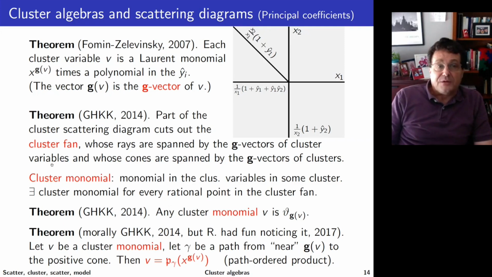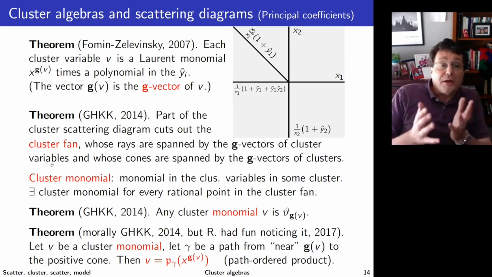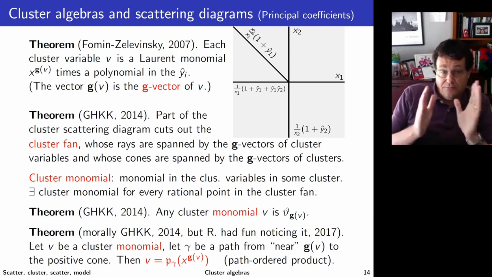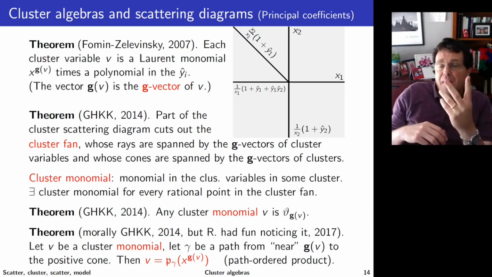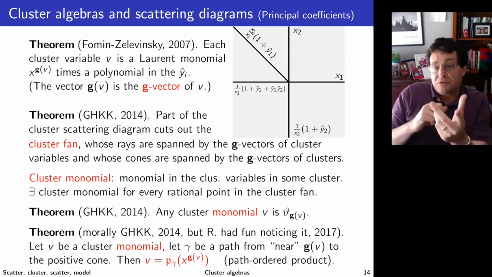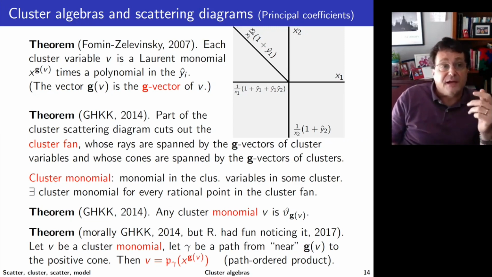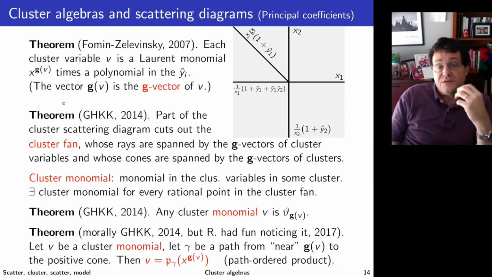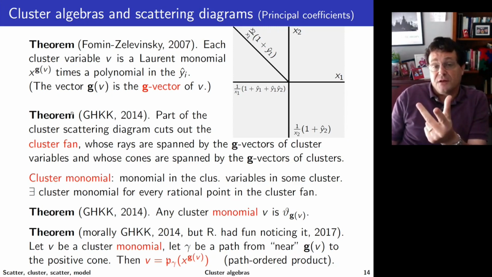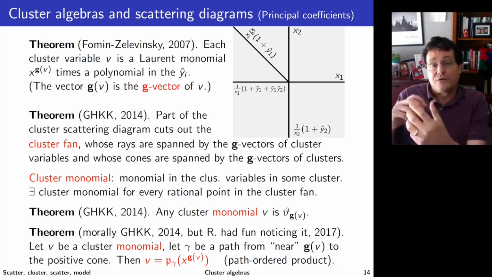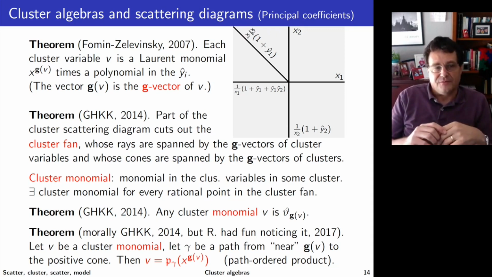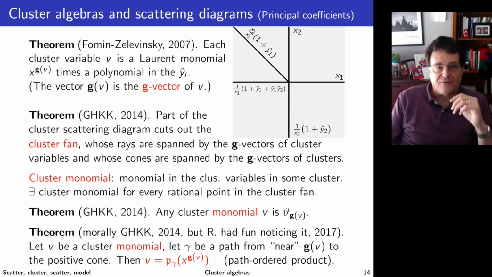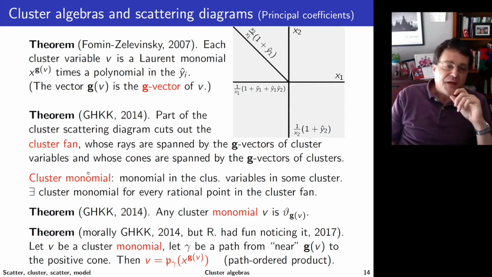Another theorem, which is Gross-Hacking-Keel-Kontsevich: part of the cluster scattering diagram cuts out the cluster fan. Remember, my cluster variables come in these clusters of n. It turns out that if I take the g vectors of each cluster variable in the cluster, those are linearly independent, and they span a cone. If I take all those cones together, we could call that the cluster fan, and that's living inside the cluster scattering diagram, as a sub-fan of the cluster scattering fan.